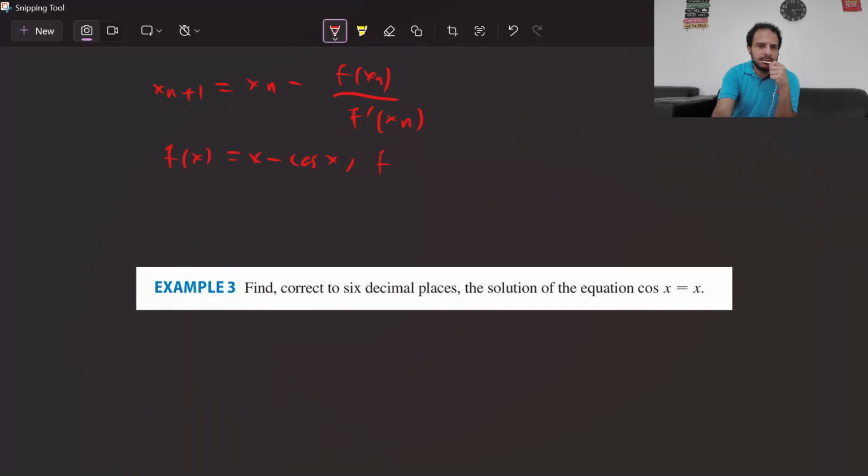What's the derivative? 1 plus sine x. Yes, thank you. So here this equals x_n - (x_n - cos x_n)/(1 + sin x_n). Now let's start with x_1 = 1. Now x_2 equals x_1 minus the same expression.